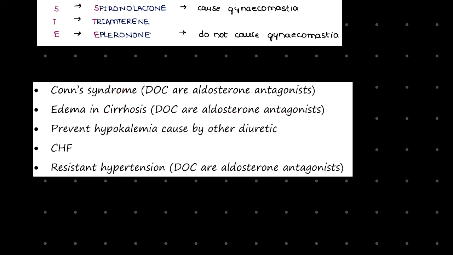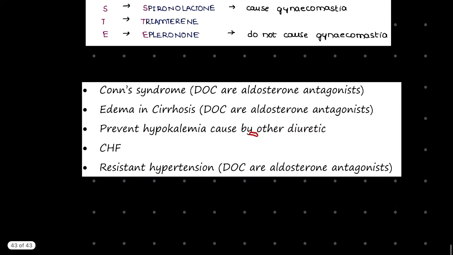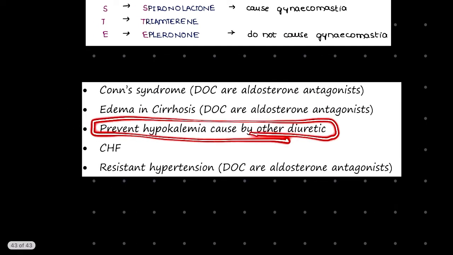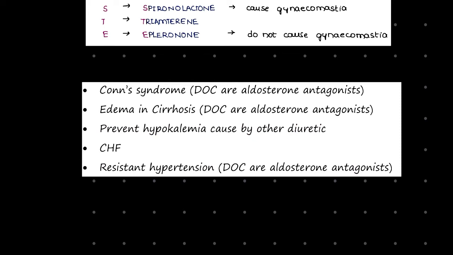Similarly, it is also used along with other diuretics that cause hypokalemia, because here there is prevention of excretion of potassium. So it prevents hypokalemia caused by other diuretics. So it is used along with other diuretics to correct the potassium level.